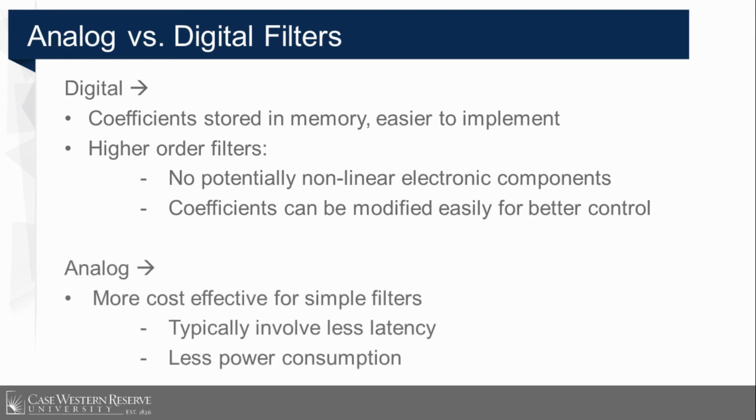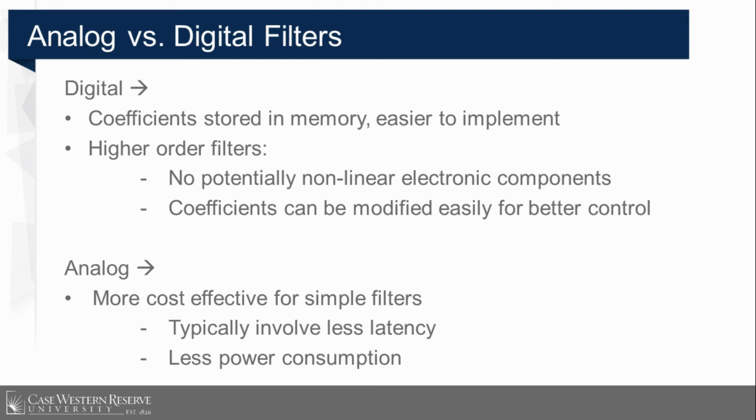Analog filters, however, do have advantages. For instance, they can be more cost effective when we're building a very simple filter. So for the lower order filters, it might make more sense just to build something in hardware than it would be to have a separate digital filter where we have to program this filter. So analog filters typically involve less latency and also less power consumption.